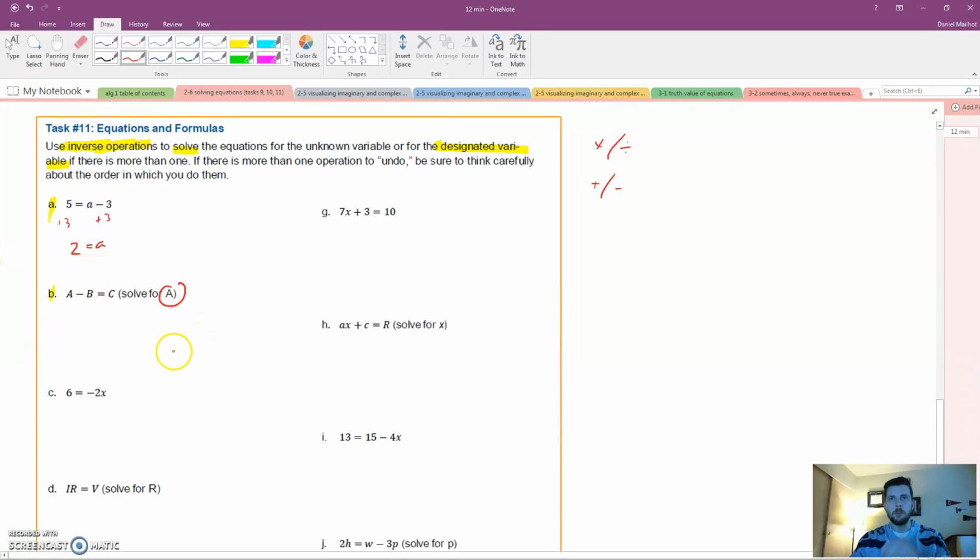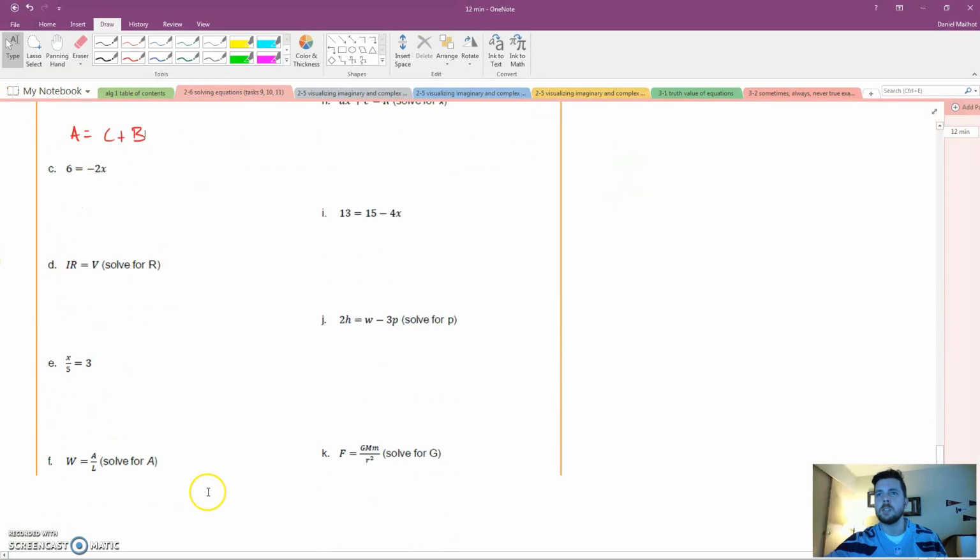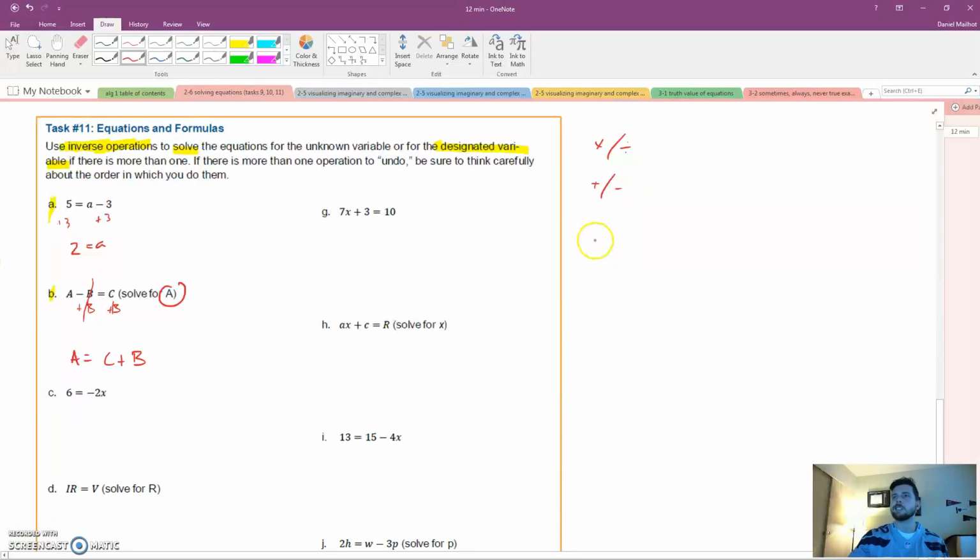Question B is different but related. Solve for A. Well, that means we want to have A equals. How do you get A by itself? Add B to both sides. Those cancel. You can't add C and B and get one thing, so you just write C plus B. All right. Go through the rest. There's several problems here, so let's say 18 minutes. Look at the clock. Come back in 18 minutes. I'll have the answers up here, and we'll go through them real quick. All right, 18 minutes. Go.